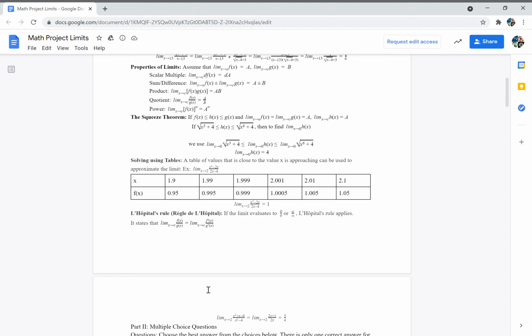So you can see in this example, the limit as x approaches 2 of x squared plus x minus 6 over x squared minus 4, which goes to 0 over 0. So you can use L'Hopital's rule. The derivative of this function would be 2x plus 1 over 2x. If you plug in 2, that will be 5 over 4, and that is limits.